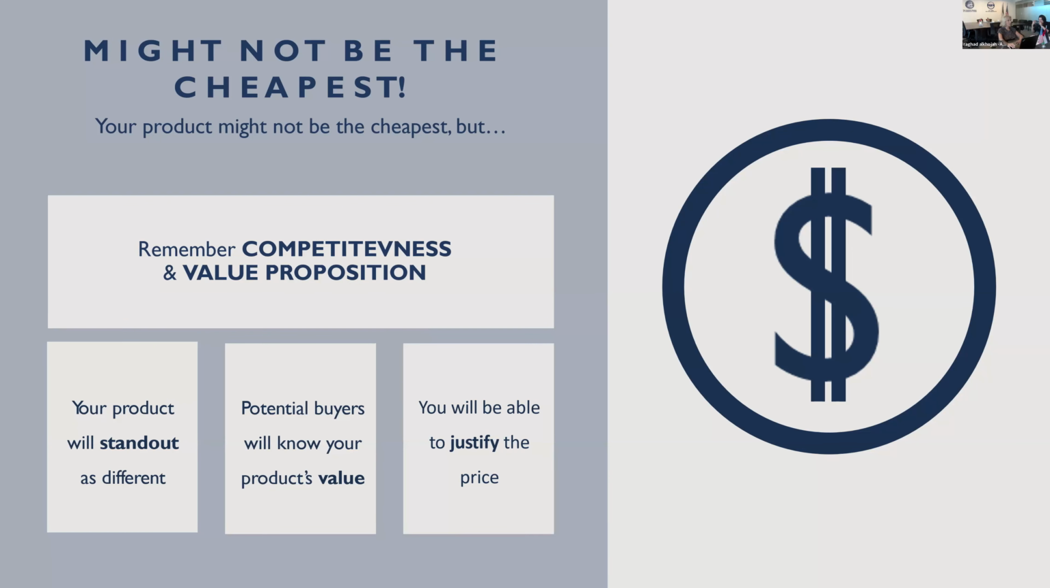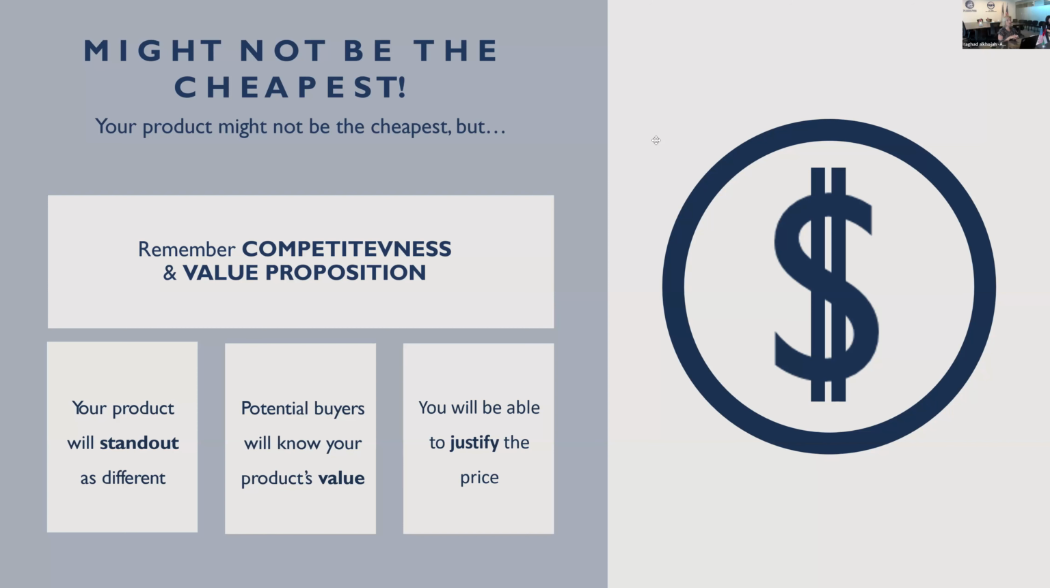So when you're sourcing from the US, it might not be the cheapest option. The product might not be the cheapest on the market, but you have to remember competitiveness and value proposition, and your product will stand out as different. There is a certain reputation for US products that we cannot just turn a blind eye to. This is something that the US has worked on for a very, very long time. And this is actually the positioning that we talked about in the session about exports.